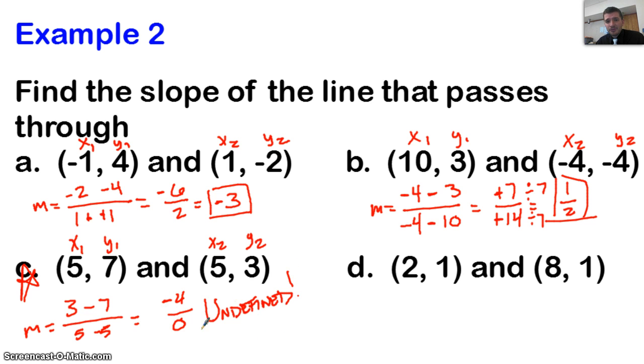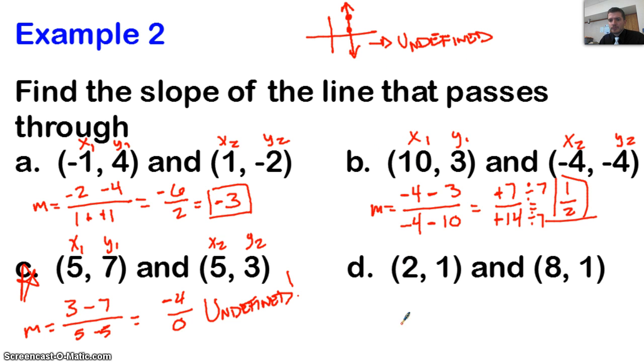Now if you are graphing these 2 points, the line would look like this. 5, 7 would be up here. 5, 3 would be right here. It's going to be straight up and down, just like that. So this is an example of an undefined line, or a line that has an undefined slope.